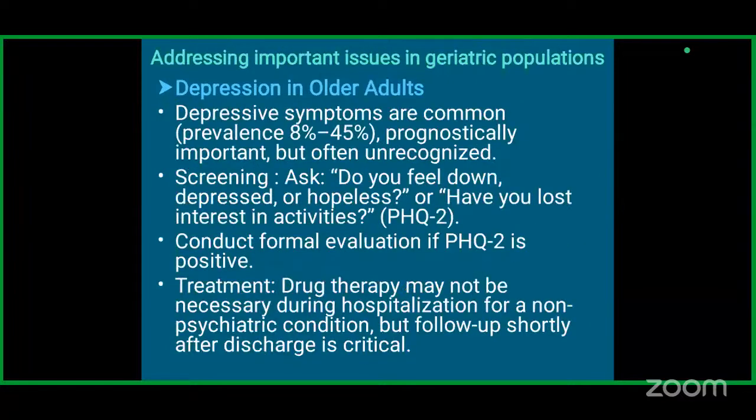Another topic that requires emphasis is depression, which is common among older patients. Its prevalence is from 8 to 45%, and it's prognostically important but often unrecognized. Screening is by PHQ-2, which includes 2 questions, mainly the main symptoms of depression. Are you feeling down, depressed, or hopeless? Have you lost interest in activities, addressing the anhedonia?